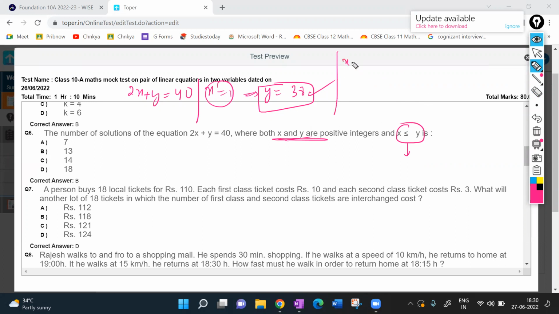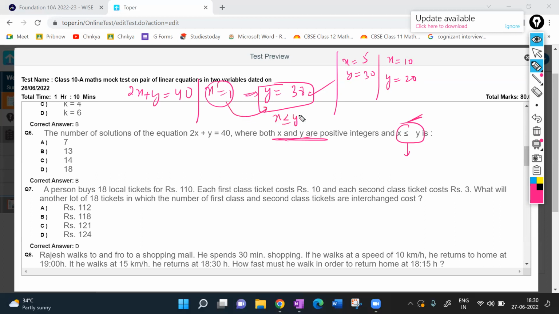Look at it. I'll take x value 5. What is my y value? 30. I'll clarify your doubt, Kavya, very soon. You listen to what I'm saying. x value 5 means y value 30. If x value is 10, what is y value? 20. So my case is satisfying as I'm taking x value less than y here.